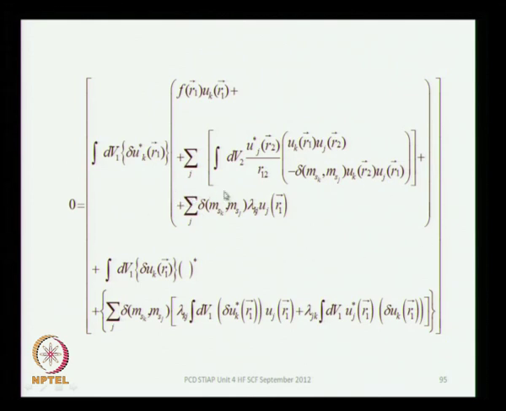Now, everything is here. Okay. Do you see all the terms? You have got the 1 electron integrals, the 2 electron integrals, and then you have got the constraints. Everything is put in.